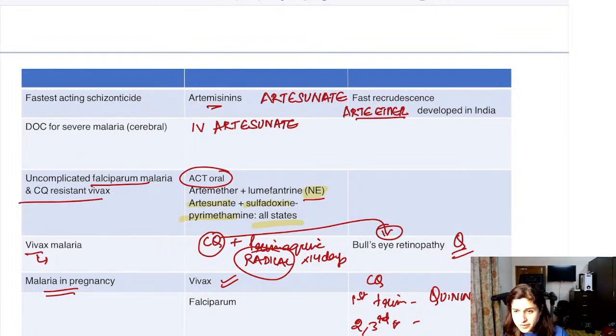second and third trimester, area specific combination. So we use basically you can say ACT, artemisinin combination therapies. Yes, first में quinine. So this is what you should know. Second में artemisinin combination therapy, but first में quinine, right?